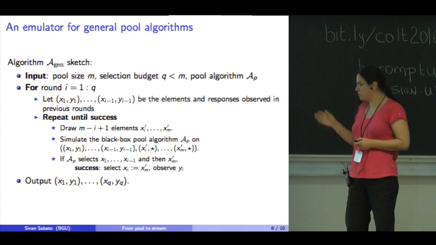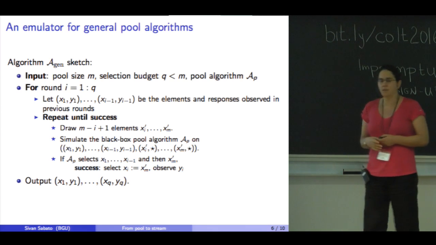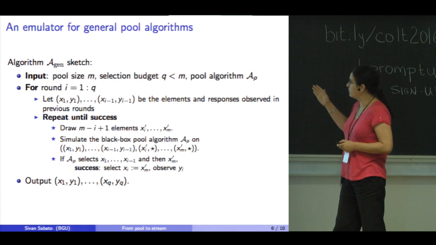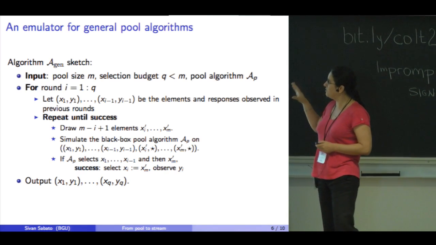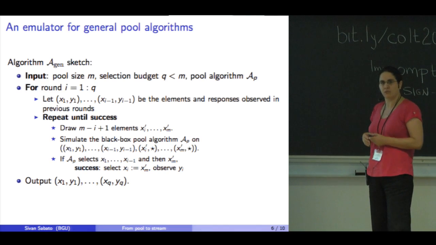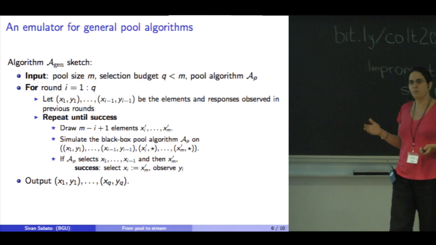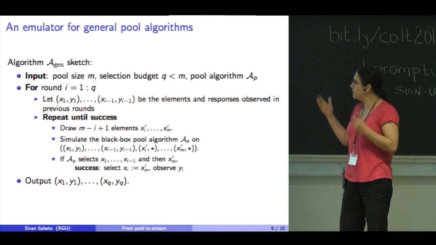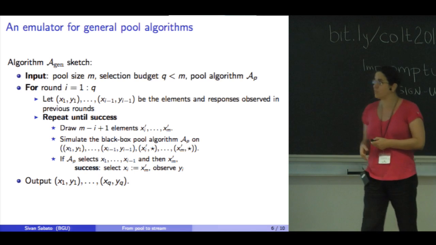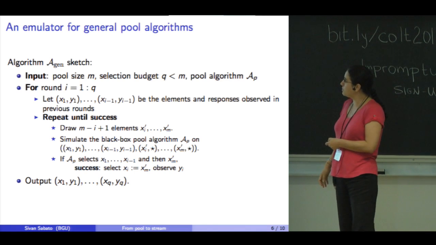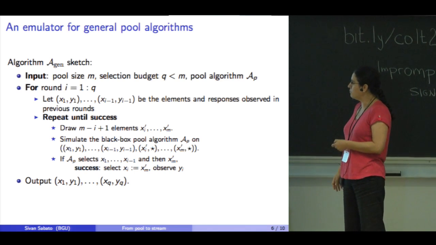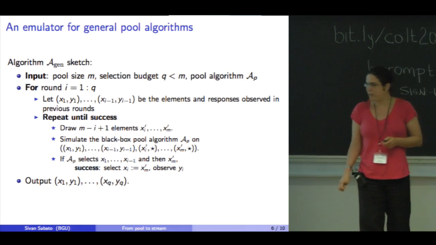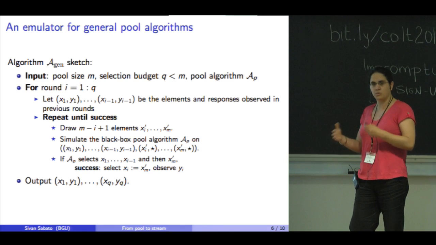So let's start with the general setting. I will not go into all the details, but we have an algorithm for the general setting. This algorithm is able to emulate exactly the output distribution of any pool algorithm, which is given as a black box. The algorithm uses many simulations of the run of the pool algorithm, and based on the simulations, it decides which elements to take.